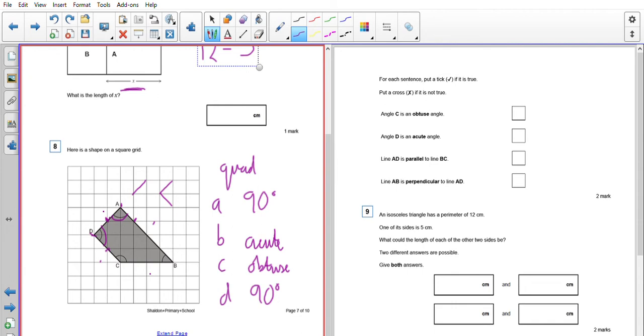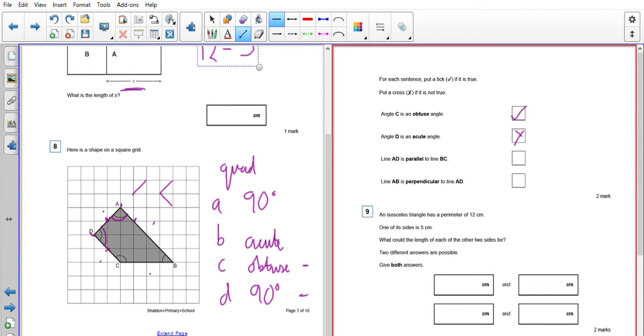Okay. Now I'm going to look at my statements. I promise you I haven't looked at them. So angle C is an obtuse angle. Well, we've already talked about that. That's down here. Yes. Angle D is an acute angle. No, it's 90 degrees. AD is parallel to BC. So let's have a look at that.